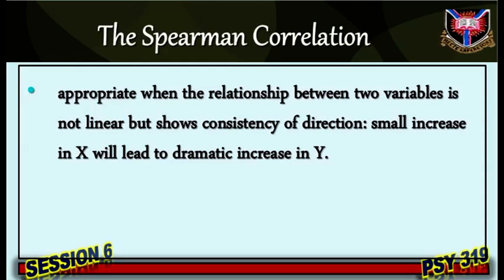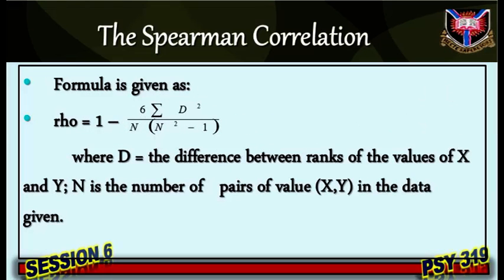It is appropriate when the relationship between two variables is not linear, but shows consistency of direction. In other words, small increase in x will lead to dramatic increase in y. Here is the formula for the Spearman rank order correlation. Rho is equal to 1 minus 6 summation d squared over n (n squared minus 1), where d is equal to the difference between rank of the values of x and y. N is the number of pairs of value x, y in the data given.